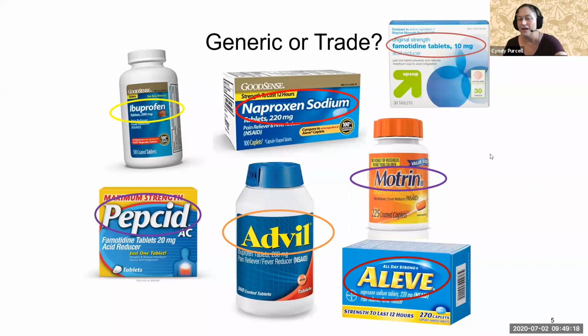So famotidine on the Target brand, the Up and Up, this is a generic name. In the center, the Good Sense naproxen sodium, generic name. And they have also put compared to Aleve caplets. Ibuprofen, this is your generic name. And again, they put compared to Advil.